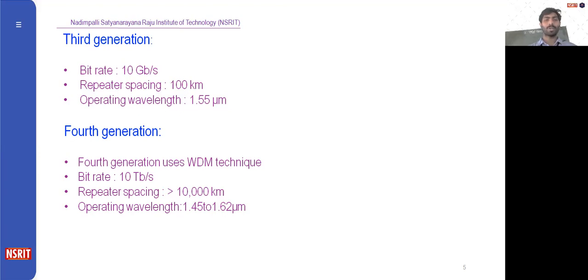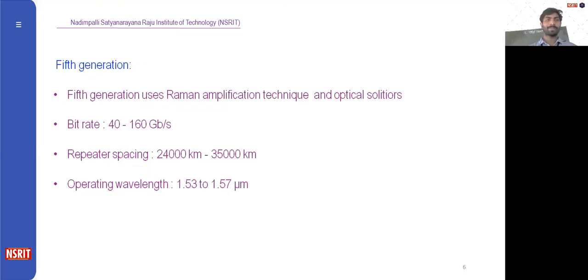That means we are going to transmit different waves at a time, but we are going to use a multiplexer which gives one wavelength at the output at a time. So by increasing the input wavelengths, we are increasing the data. Now coming to the repeater spacing, here we can place each repeater at a distance of 10,000 kilometers or more. Coming to the operating wavelength, here we are again trying to reduce our operating wavelength. It lies between 1.45 to 1.62 micrometers.